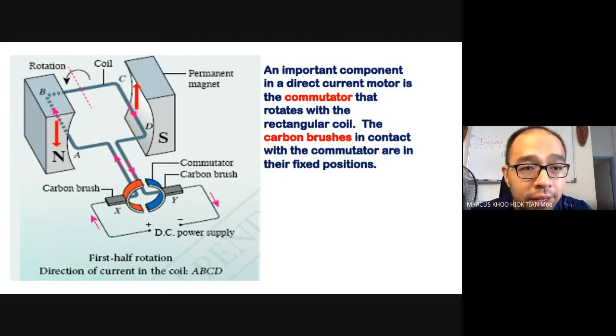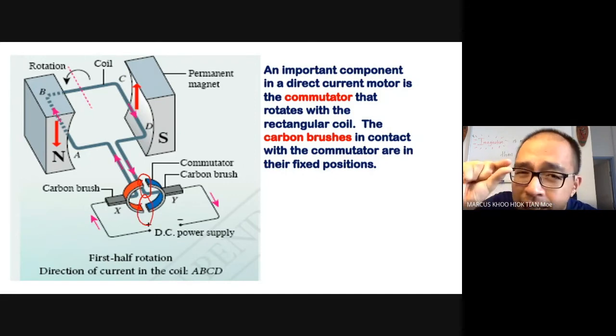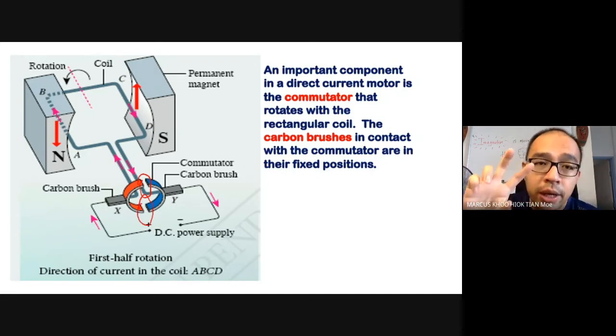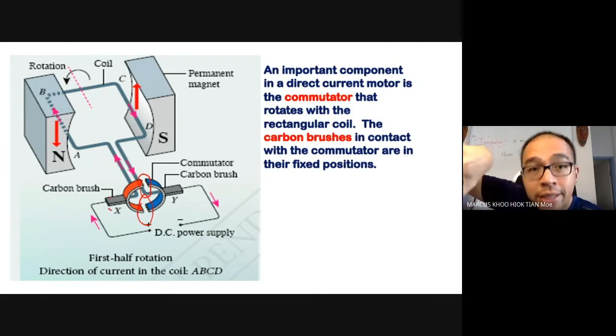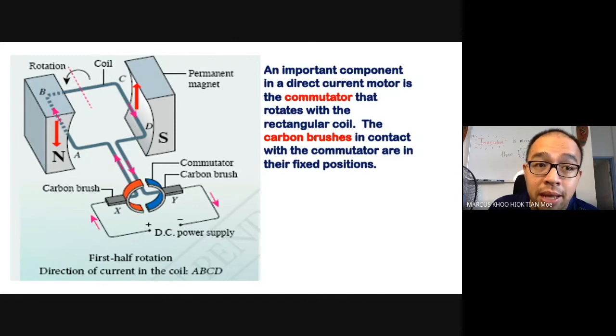except for this small part, where there is a gap. There is a very brief moment where the commutator and the carbon brush are not touching one another. But the carbon brushes are in contact with the commutator and are fixed in their position. So the carbon brush is fixed, the commutator is the one that spins. Then as the commutator is spinning, it is spinning because there is a force over here. So the coil is actually causing the commutator to spin. When the commutator spins, it will continue spinning.